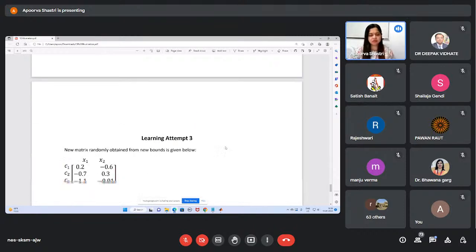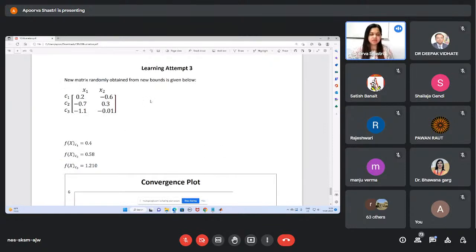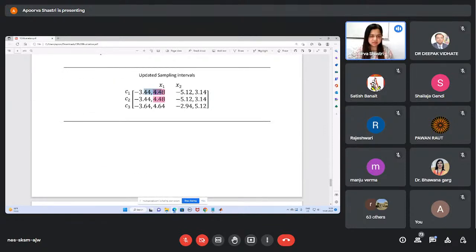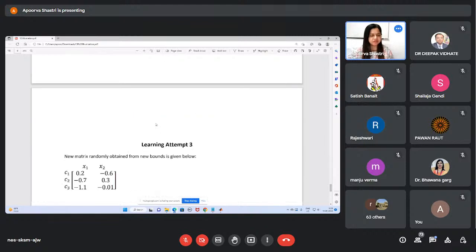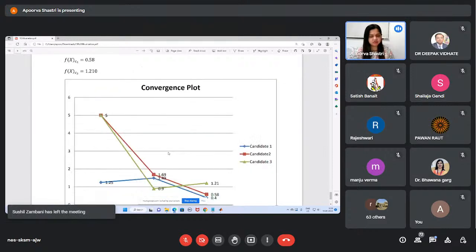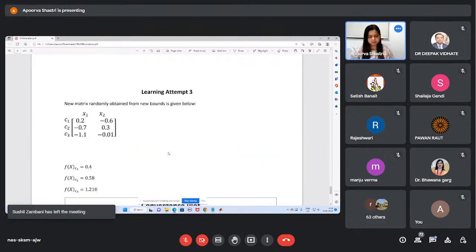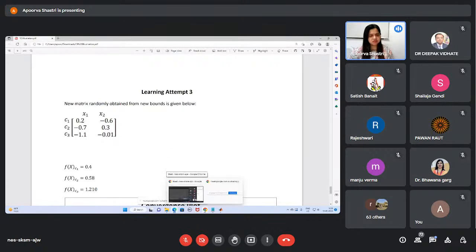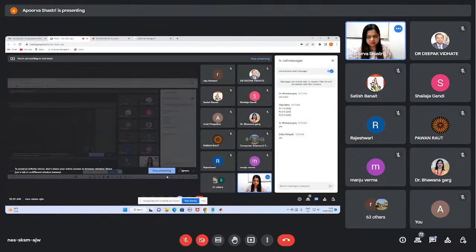Okay. Now, third learning attempt. Again, we have to randomly select the numbers within this range. We have selected these random numbers and we have calculated the objective function values. Please do the calculations till this point and then let us observe the convergence plot. Once you are done with the calculations till the objective function, please let me know.